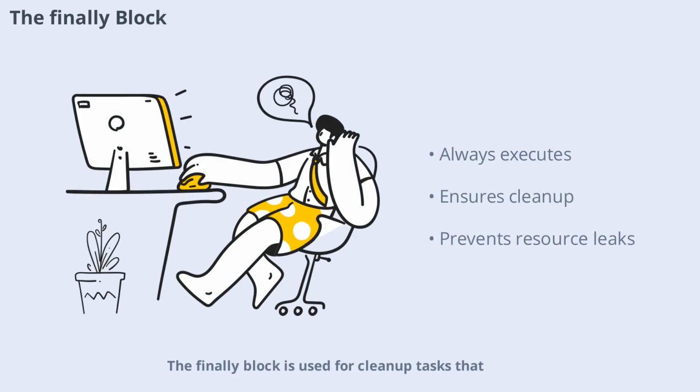The finally block is used for cleanup tasks that must happen whether or not an exception was thrown. For example, if you open a file, you should always close it regardless of errors. The finally block ensures that essential cleanup operations like releasing resources or clearing memory are always performed. This helps prevent resource leaks and keeps your application running smoothly.